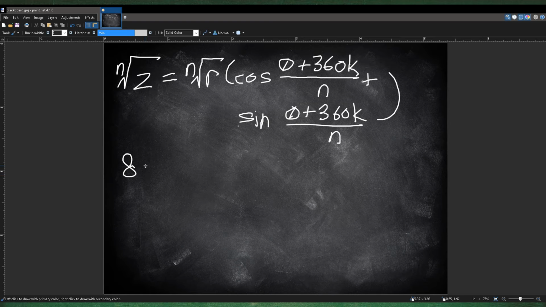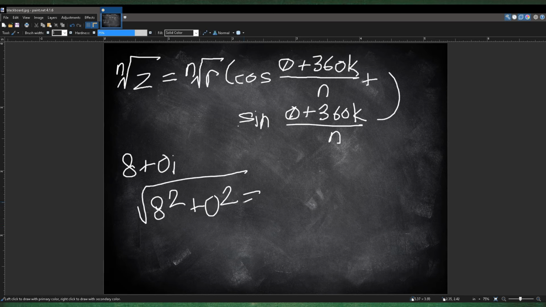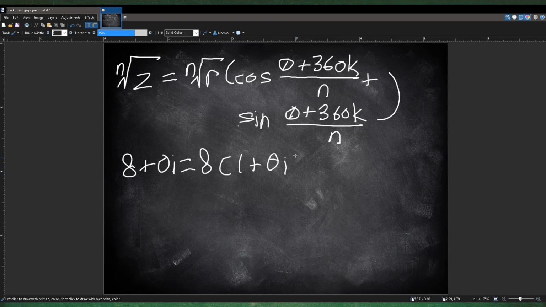Since 8 could just be written as 8 plus 0i, then in your polar form, you could just distribute out the 8, because you usually want to get the real number as a constant of 1. So you want to get the magnitude first. So you're going to have 8 squared plus 0 squared, square rooted. That's just 8, right? So the magnitude is 8. So you want to distribute out the 8. So you have 8 times 1 plus 0i, because 0 divided by 8 is just 0. So you have 0i.